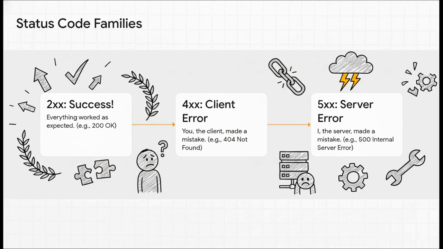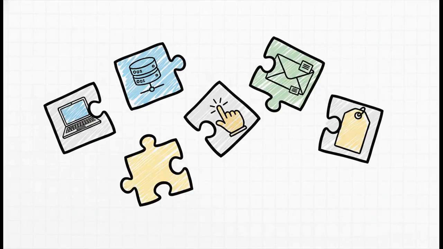And if it starts with a 5, well, that's a server error. That's the server raising its hand and saying, whoops, my bad, it's not you, it's me. Okay, let's put it all together now. We've got all the pieces of the puzzle, right? The client, the server, the method, the headers, the status code. Let's see what a full, successful conversation actually looks like from start to finish.